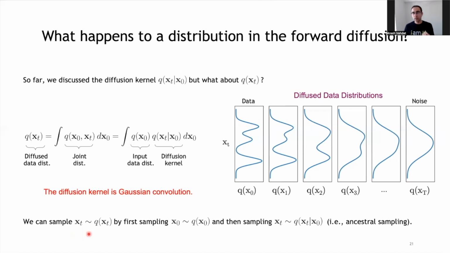In order to generate data from the diffused data distribution, we can simply sample from the training data x0, and then follow the forward diffusion process, sampling xt given x0, in order to draw samples from xt. And this is basically the principle of ancestral sampling that you can use in order to generate data, for example, at time step t. You can just sample from the training data, diffuse it, and sample xt using the diffusion kernel. That will give you samples from the marginal data distribution.